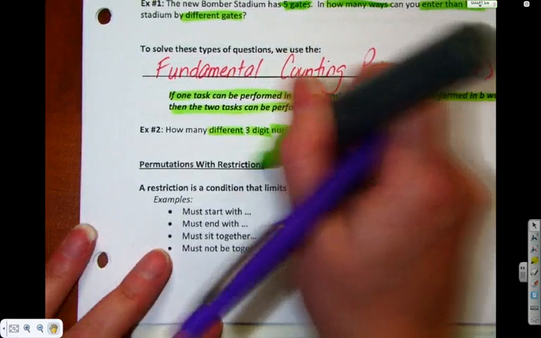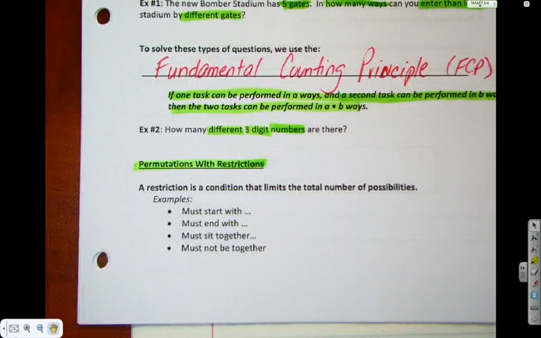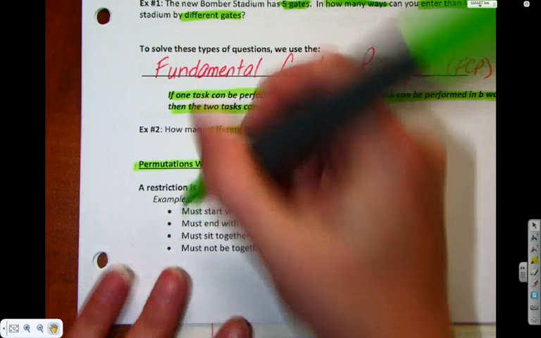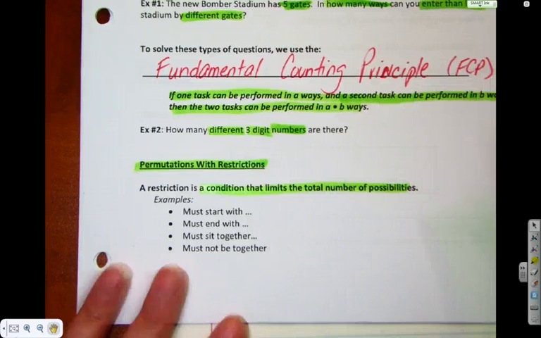We're going to go on to the trickier ones, which are called restrictions or permutations with restrictions. I have not turned the page yet. I'm still highlighting. A restriction is a condition that limits the total number of possibilities.